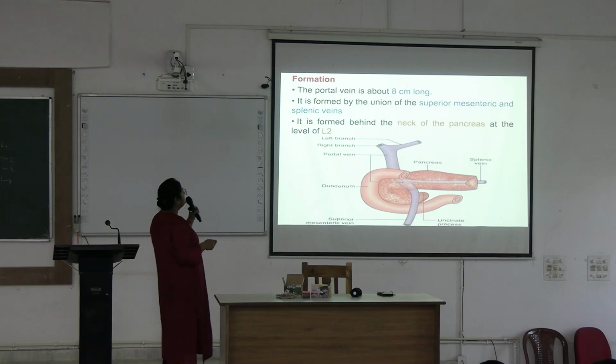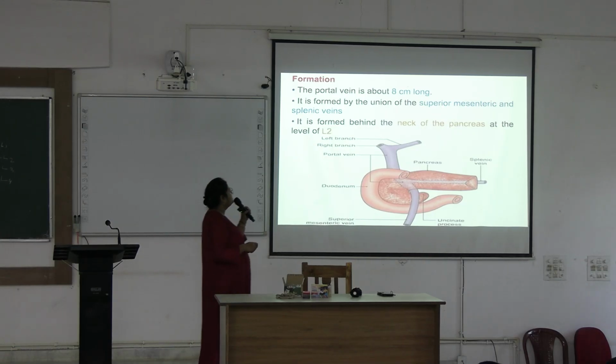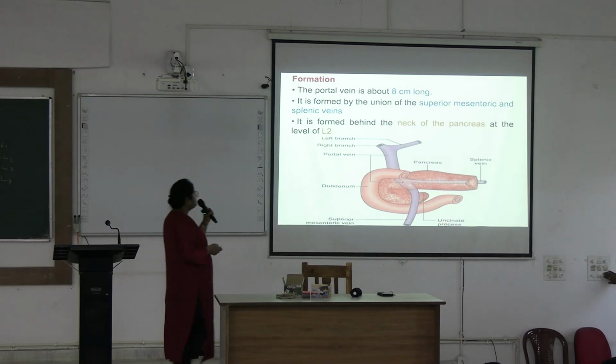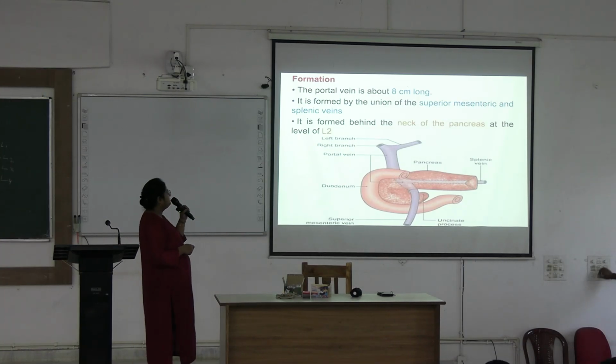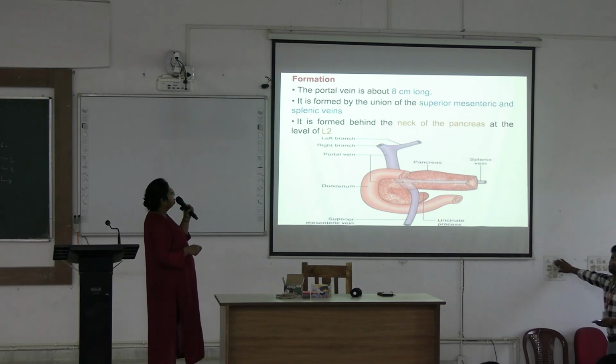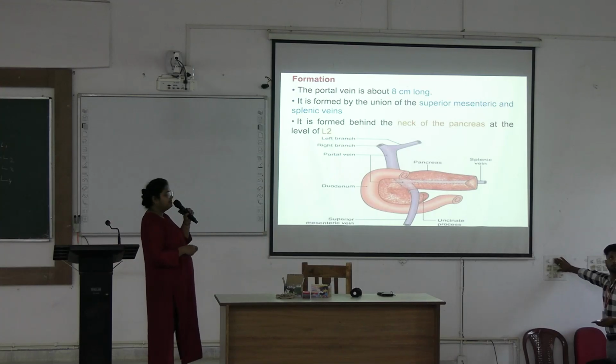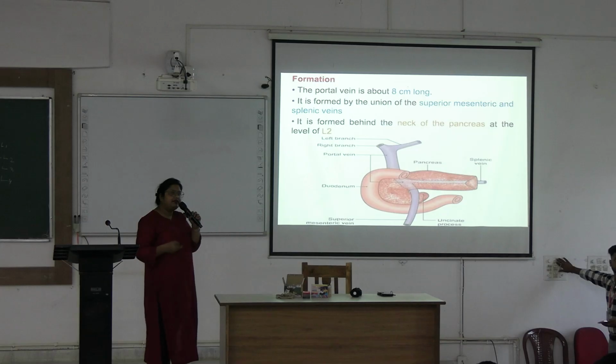Portal vein is about 8 centimeter long. It is formed by the union of superior mesenteric vein and the splenic vein, and it is formed behind the neck of the pancreas at the level of L2. So this vertebral level is also important, and this relation, formation of portal vein lies behind the neck of the pancreas. This is very important, occurring at the level of L2, second lumbar vertebral level.